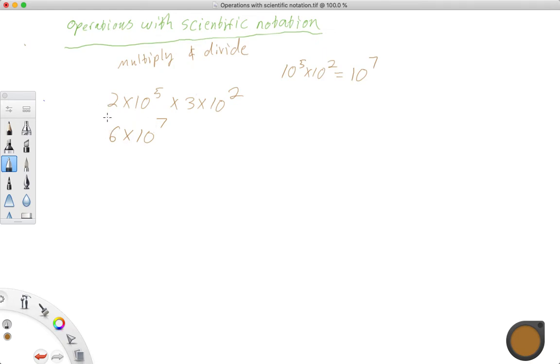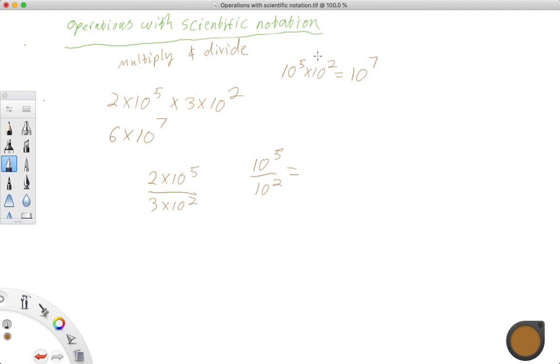Okay, division, same idea. If we have something like 2 times 10 to the 5th divided by 3 times 10 squared, we can divide in whatever order we want as well. It doesn't matter. But again, we're trying to keep our exponents and things in the same spot. So let's go ahead and divide our exponents first. So we have 10 to the 5th divided by 10 to the 2nd power.